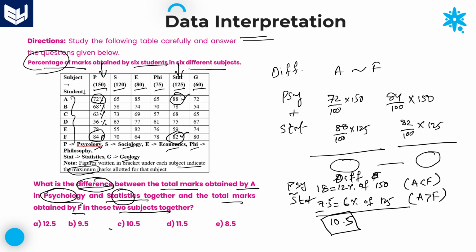10.5. Option C is the right answer. Instead of doing all these calculations, it is very easy if you go by this approach. This is the simplest technique to solve these kinds of problems. Option C is the right answer.